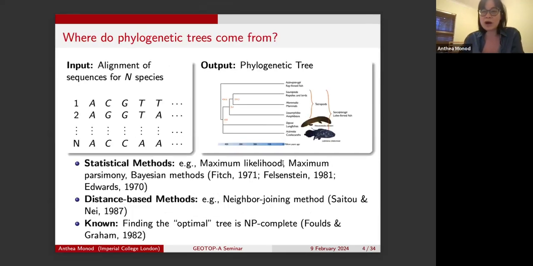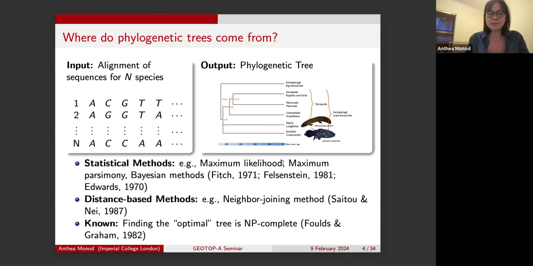Right? So a little bit of motivation. Where do these phylogenetic trees come from? The idea is that you have some kind of input: an alignment of sequences for N species. This can be DNA or RNA, for example. Then there's a construction process, and you would like to output a phylogenetic tree, which gives you the relationship between all of these species, the inputs here.